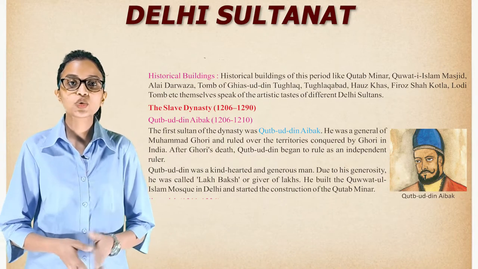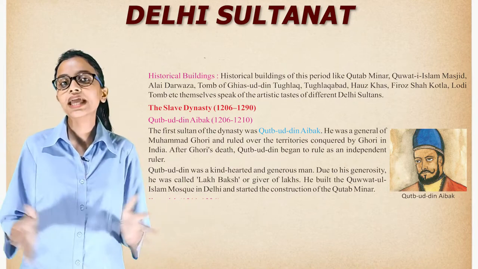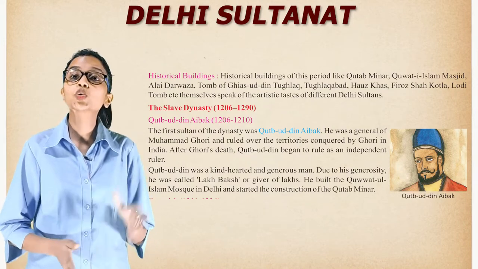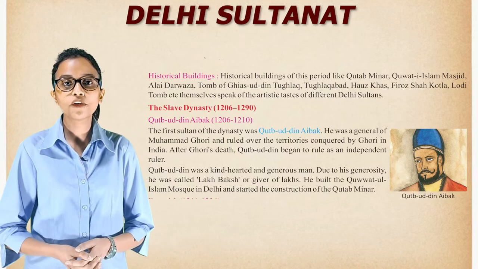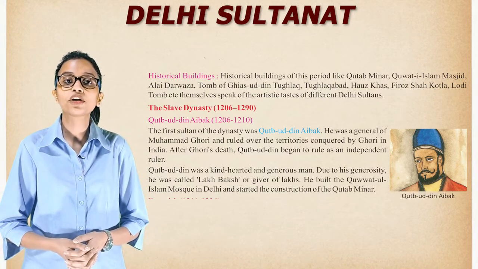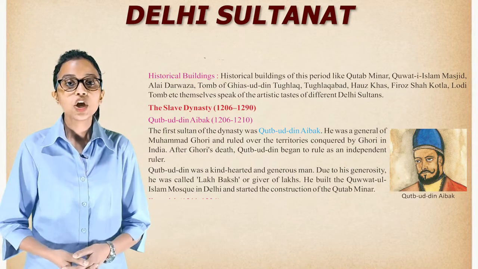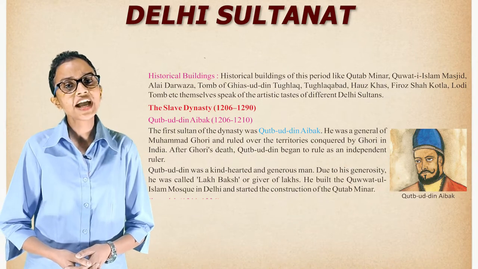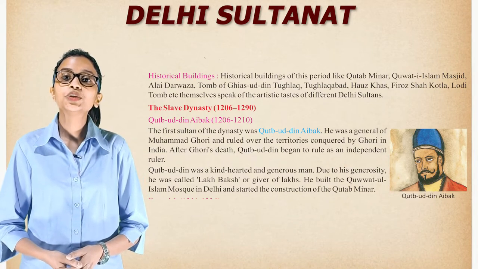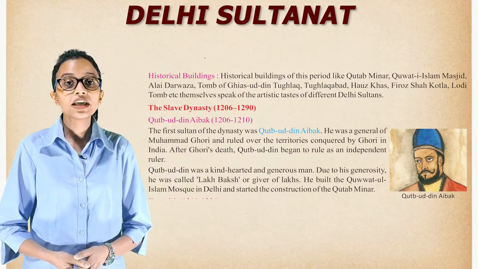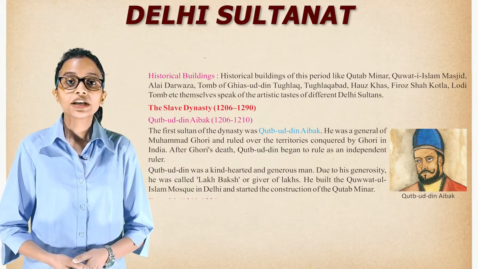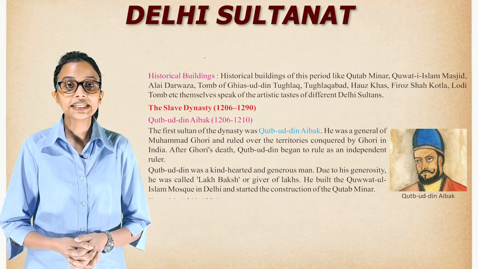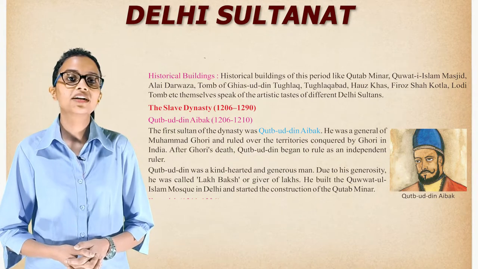The Slave Dynasty, 1206 to 1290. Qutbuddin Aibak, 1206 to 1210. The first sultan of the dynasty was Qutbuddin Aibak. He was a general of Muhammad Ghori and ruled over the territories conquered by Ghori in India. After Ghori's death, Qutbuddin began to rule as an independent ruler. Qutbuddin was a kind-hearted and generous man. Due to his generosity, he was called Lakh Baksh or Giver of Lakhs. He built the Quwwat-ul-Islam Mosque in Delhi and started the construction of the Qutub Minar.